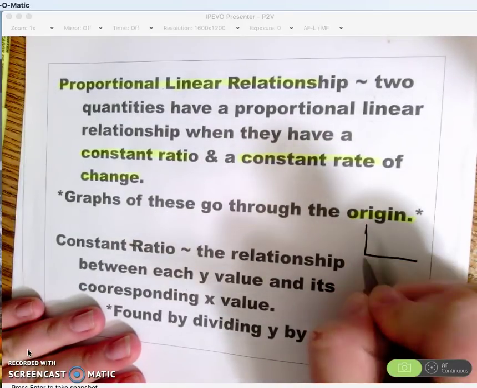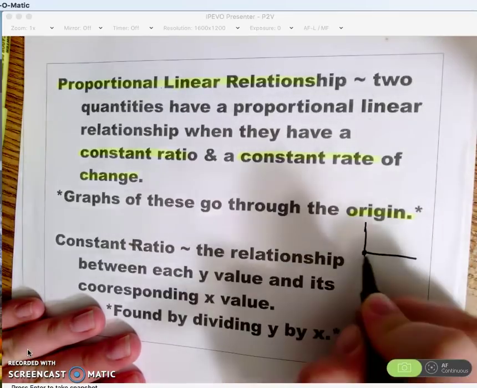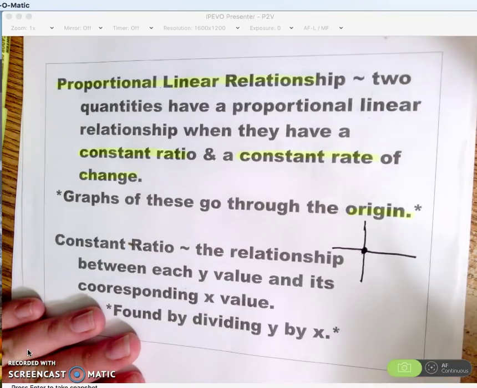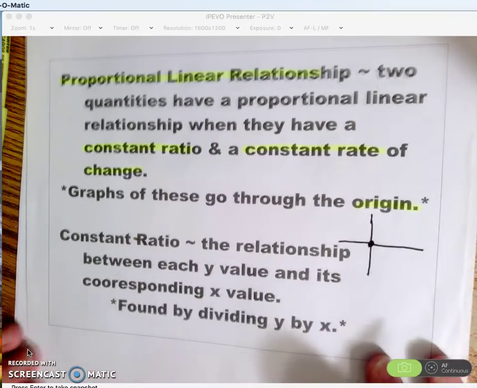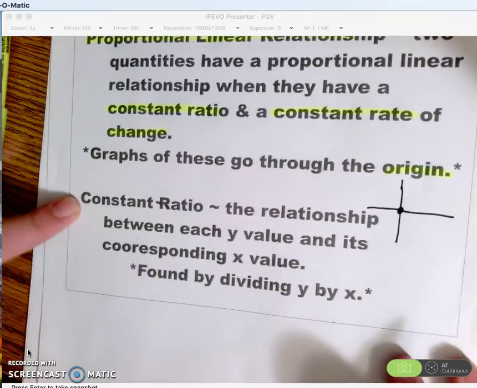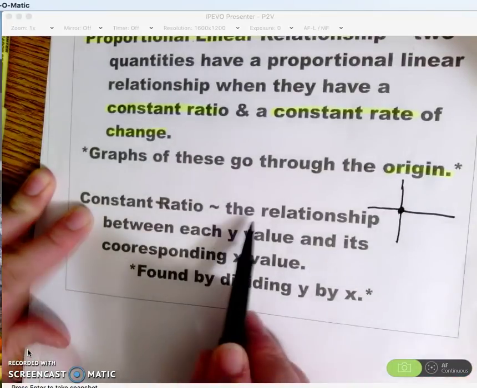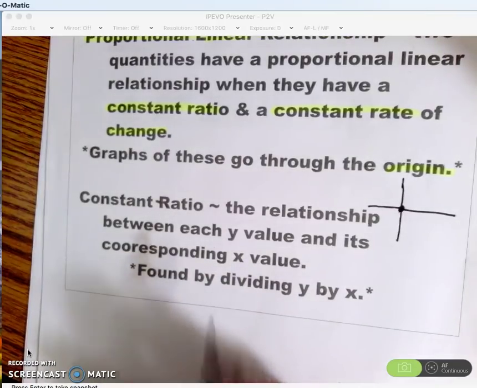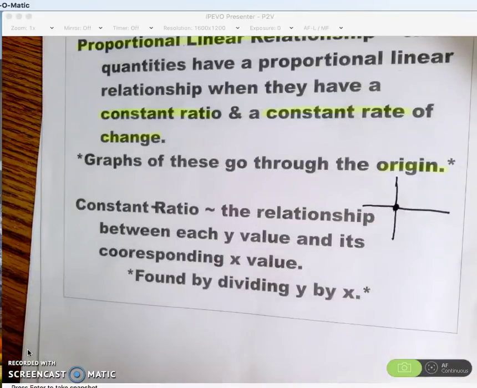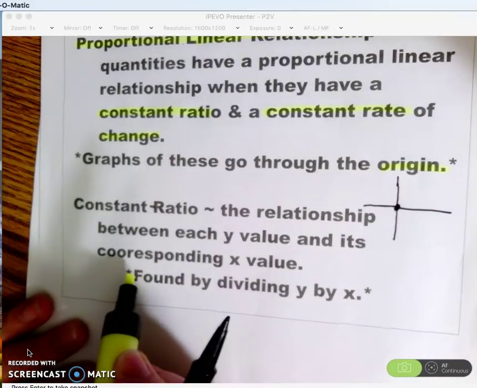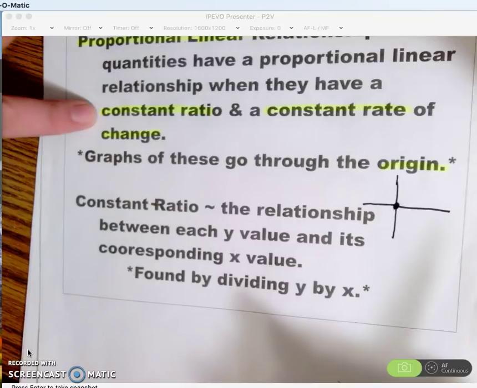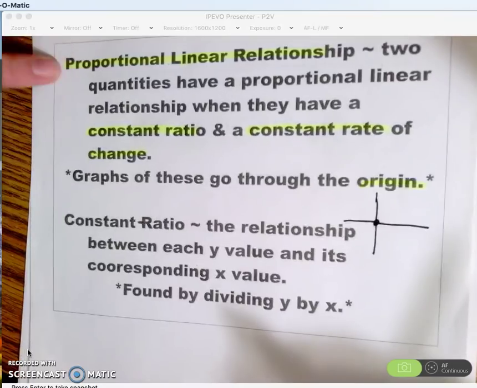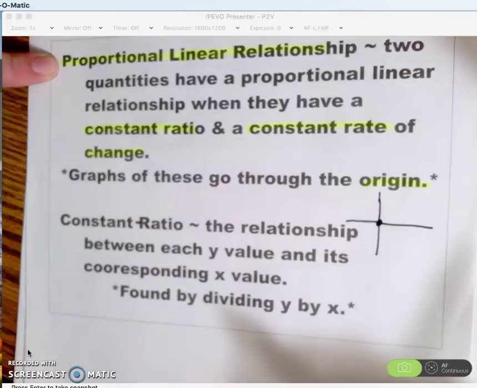So if our graph looks like this, this is our origin. If we have all four coordinates, it's going to be right smack in the middle. It's kind of a bad graph, don't worry about that. Again, our constant ratio is going to be the relationship between each y value and its corresponding x value. So if it's constant, it's going to be constant. If it has a constant ratio and a constant rate of change, it's going to be a proportional linear relationship.